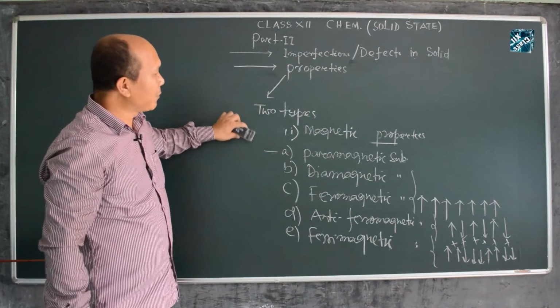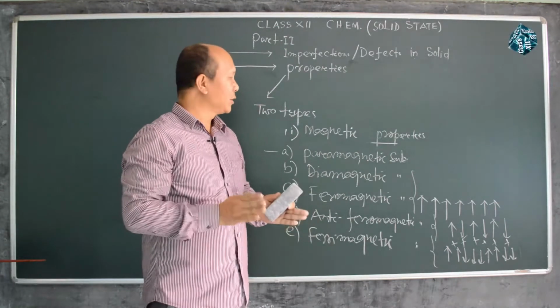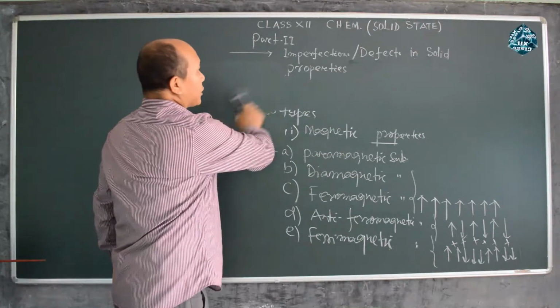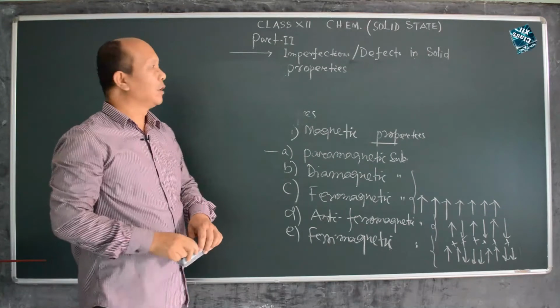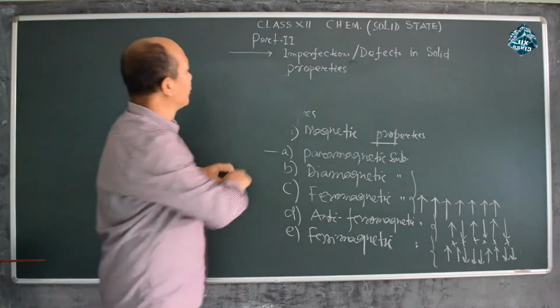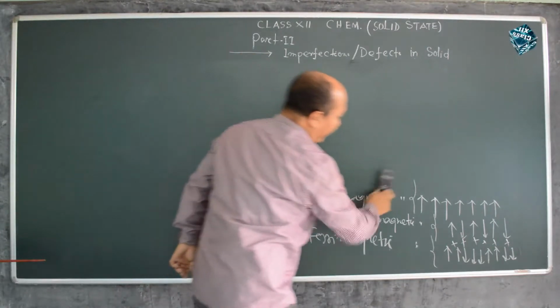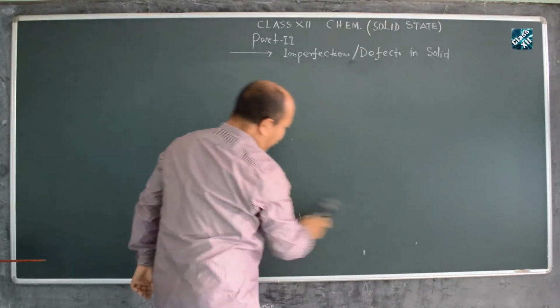Solids have electrical properties and magnetic properties. Now we understand some basic concepts. Next we discuss imperfections or defects in solids, which is the main emphasis here. Imperfections or defects are an important topic to understand.